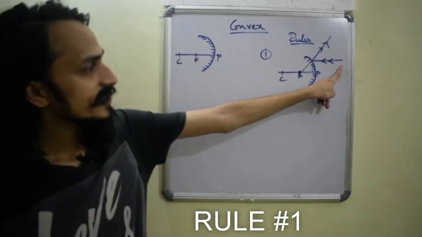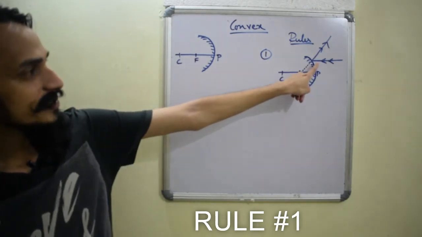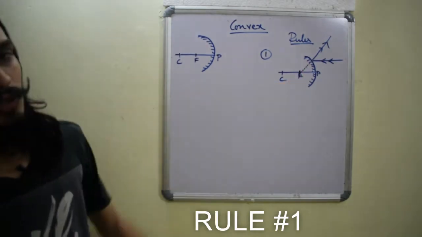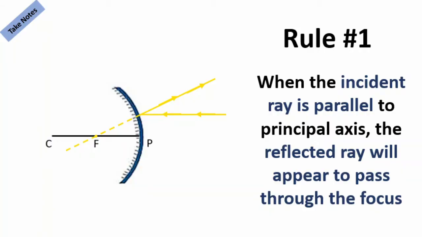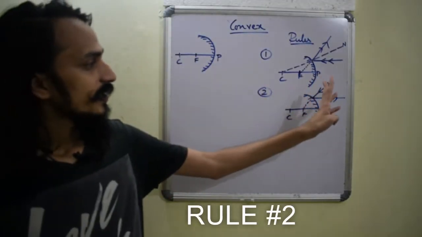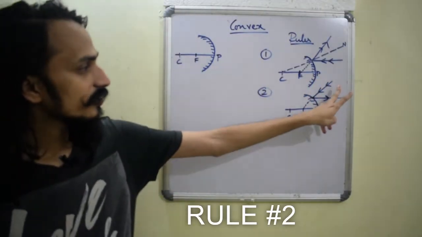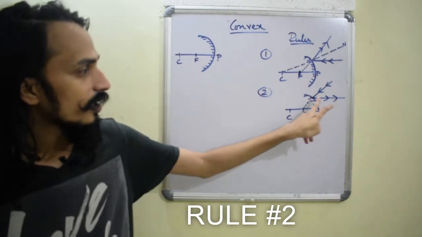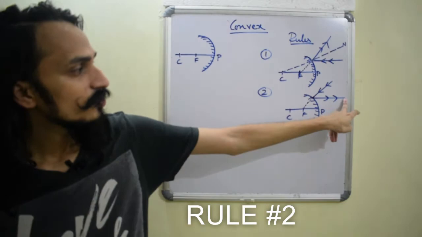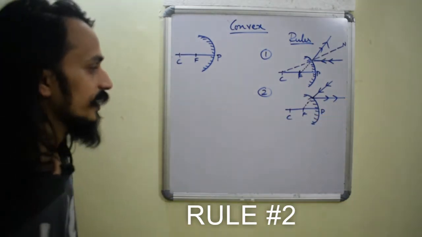When a ray of light is incident parallel to the principal axis, it reflects away and appears to pass through the focus. You will notice that the incident and reflected light are on the other side. Again, if it comes appearing to pass through the focus, then it is going to reflect and become parallel to the principal axis.